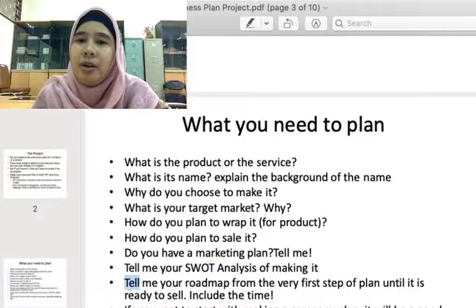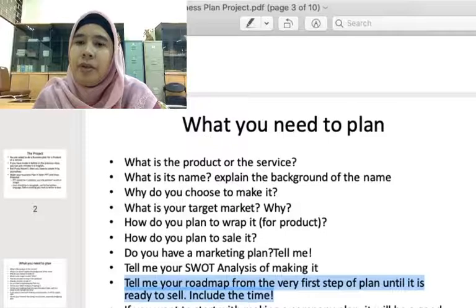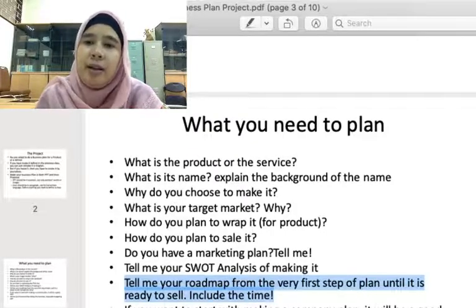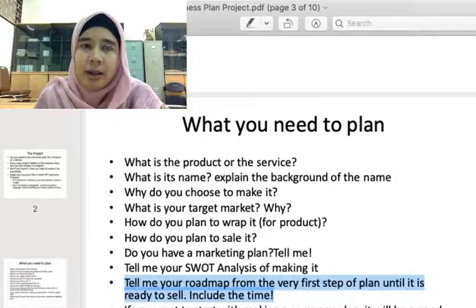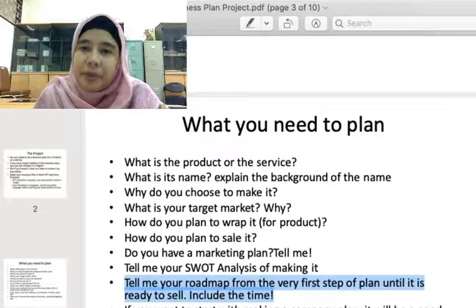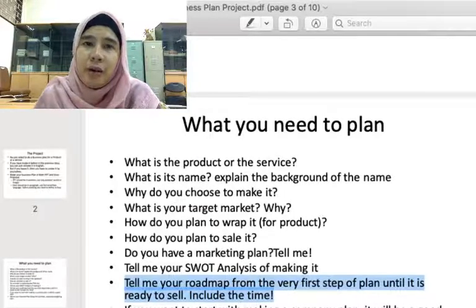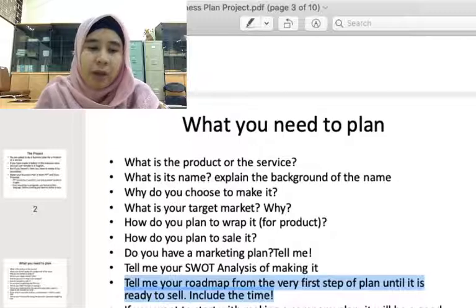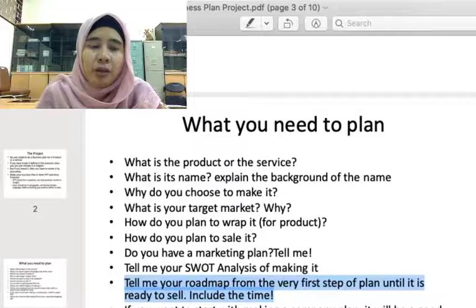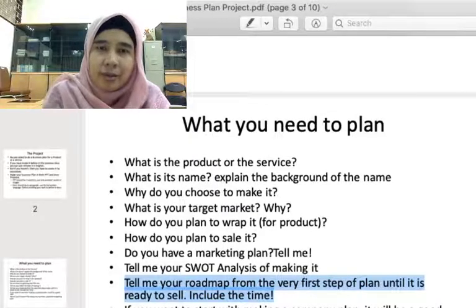Next, tell me your roadmap from the very first step of plan until it is ready to sell, including the time-nya. Roadmap di sini adalah not only about the ingredients. Misalnya, for example, you want to have a product of a food, misalnya suatu culinary product, and then you make the roadmap of how the way to making it. It is not only about it, but the way you start to sell it.